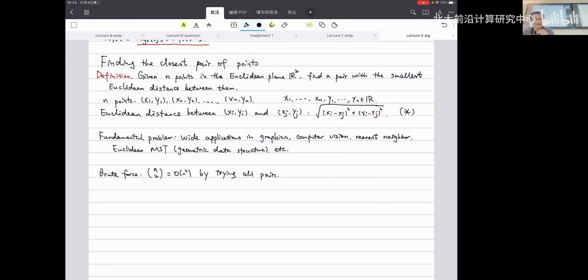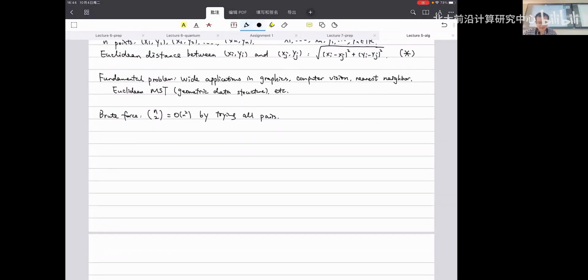But are we actually satisfied with this? Maybe we want to be more thoughtful, and hopefully we can improve this for the closest pair of points problem. So let's take a quick look, for instance, at the 1D version. What is the 1D version? In the one-dimensional case, you have x1, x2, up to xn.